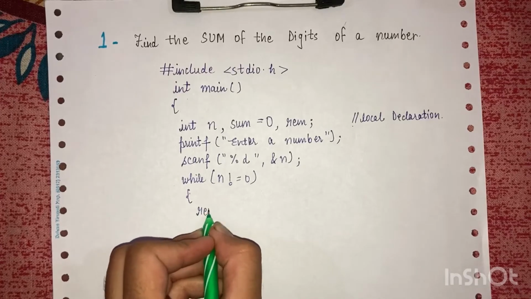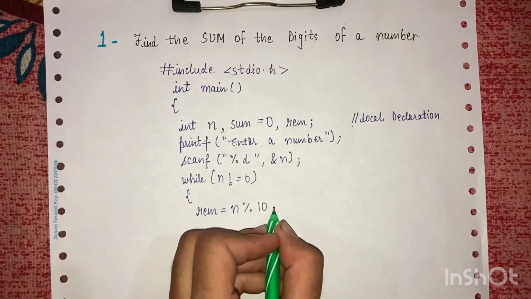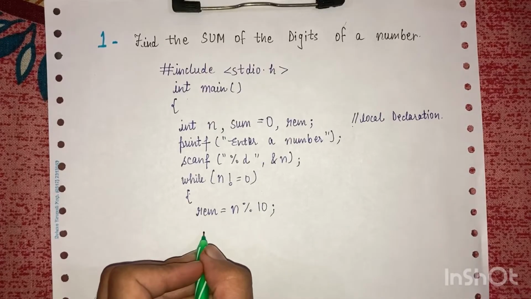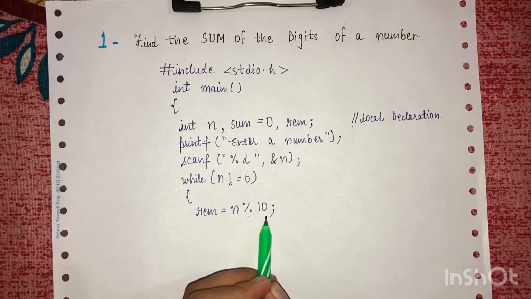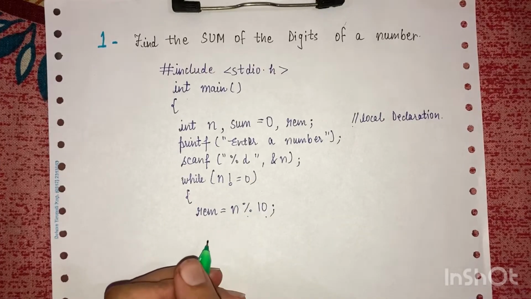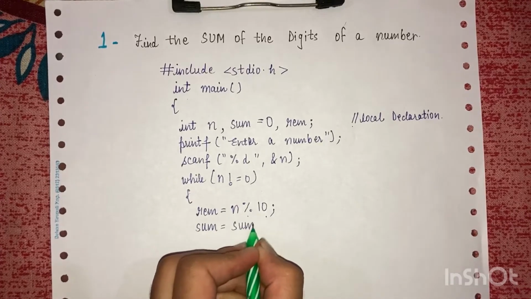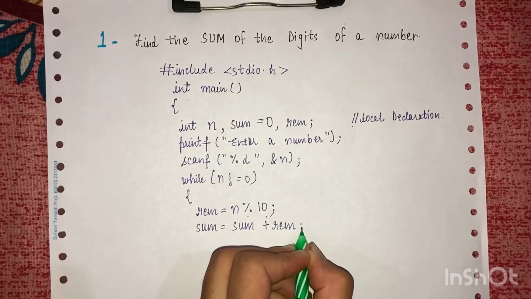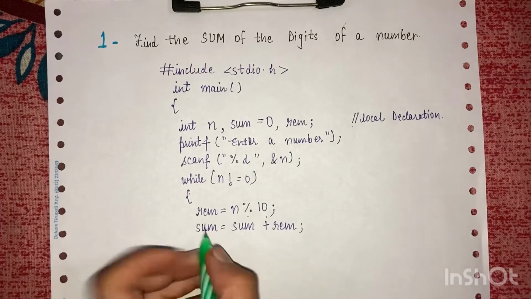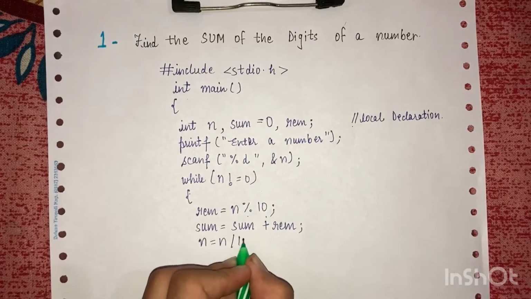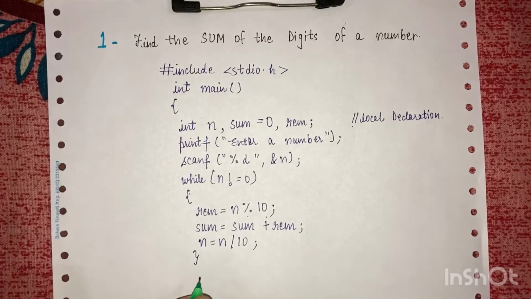Then we will use rem for remainder. For remainder we use modulus, so n modulus 10. Remainder will have the last digit of the number n. We will discuss in the dry run how this code works. So right now I'm just writing sum equals sum plus rem. Initially the value of sum we have assigned 0. Then n equals n divided by 10. This will get the quotient. So we'll close the block like this.